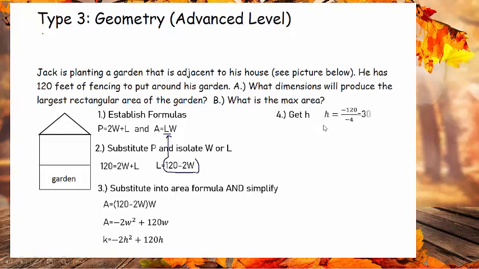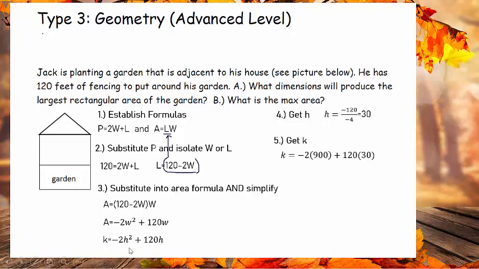We're going to go ahead and use that opposite B over 2A formula. And so I know that my H will be 30. And then I'm just going to take this H value and I'm going to put it right into my K and H equation. I'm going to put it right in here.